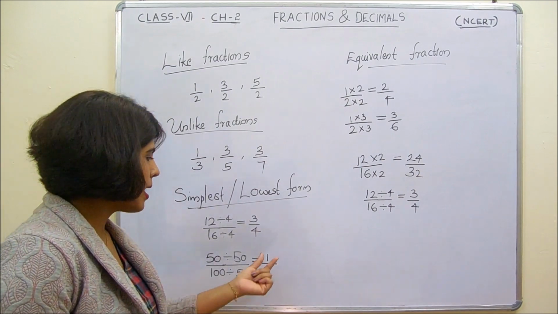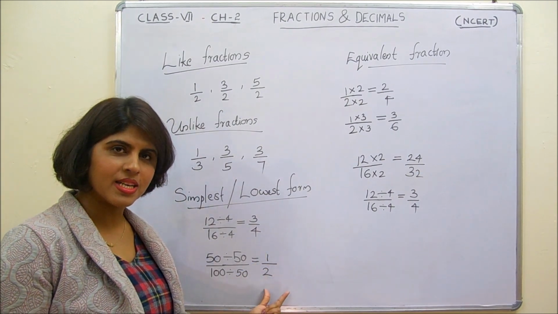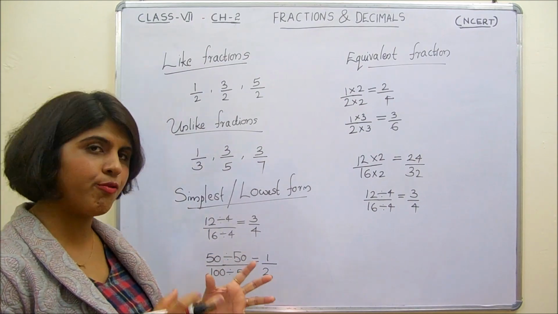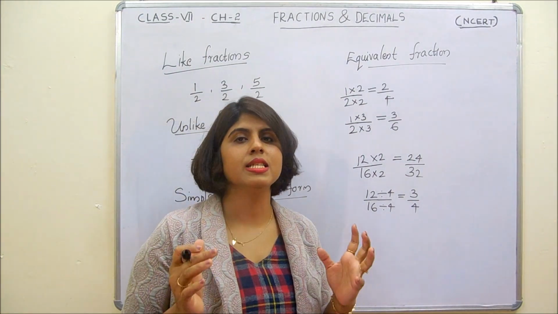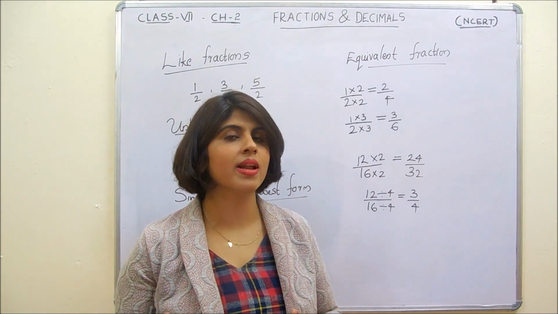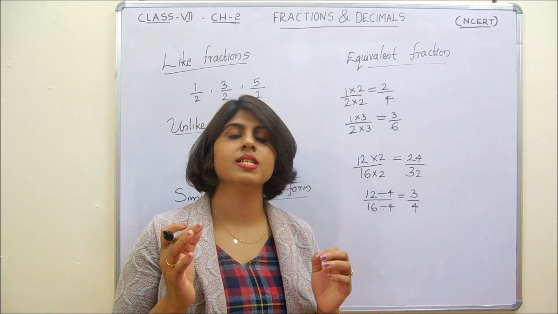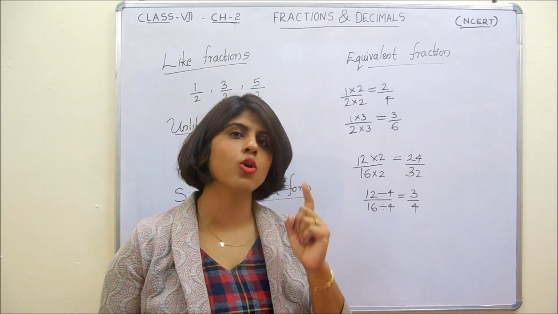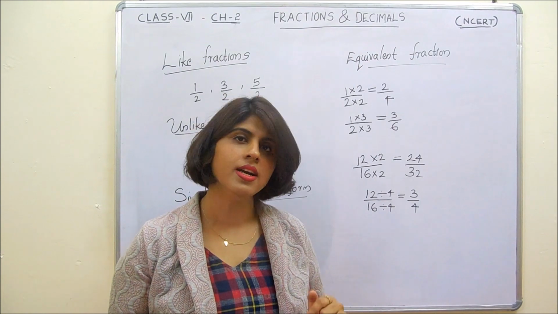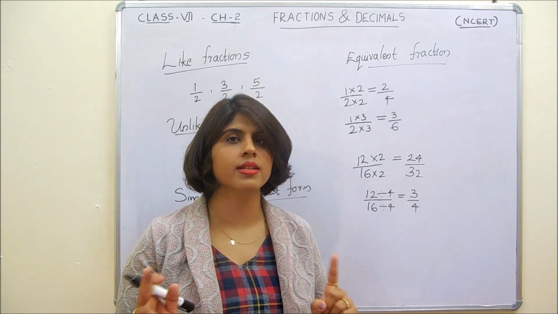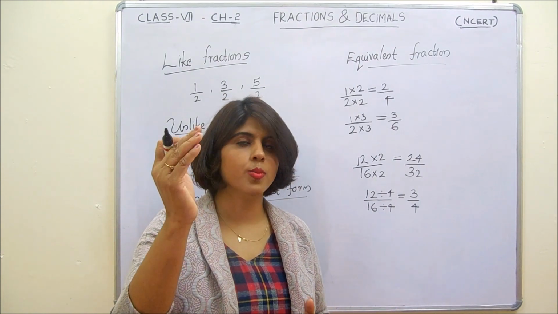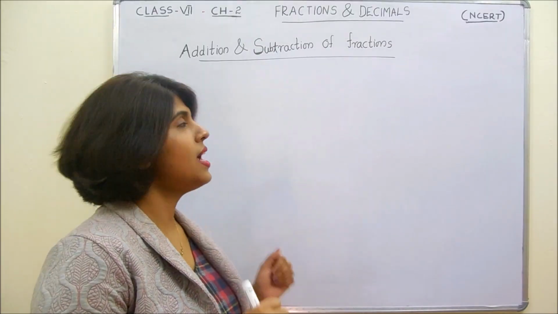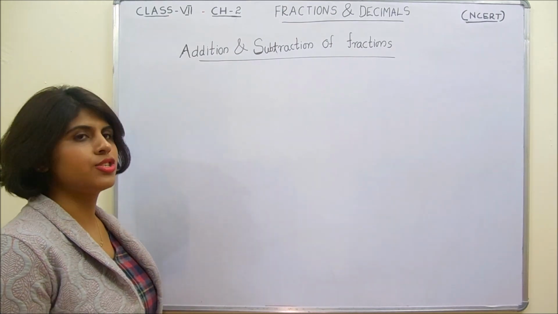So we can say 1 by 2 is the simplest form or lowest form of 50 by 100. How can we define the simplest form of a fraction? If both its numerator and denominator do not have any common factor except 1. Only 1 is the common factor for both the numerator and the denominator. There would not be any other common factors for the numerator and the denominator. Clear? Now let's come to addition and subtraction of fractions.